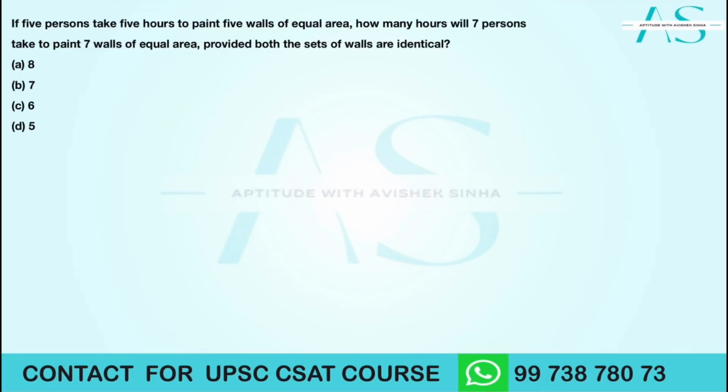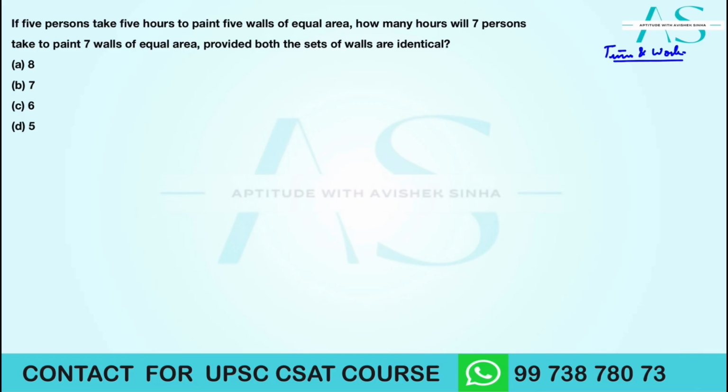If 5 persons take 5 hours to paint 5 walls of equal area, then how many hours will 7 persons take to paint 7 walls of equal area, provided both the sets of walls are identical? The work done is identical. Okay, this is a question from the topic time and work.